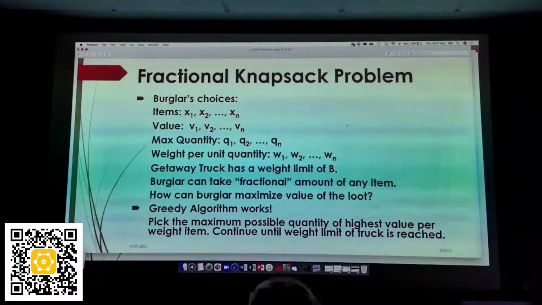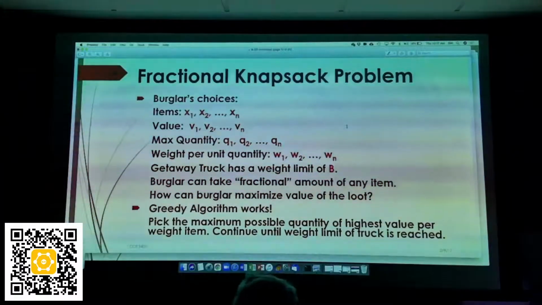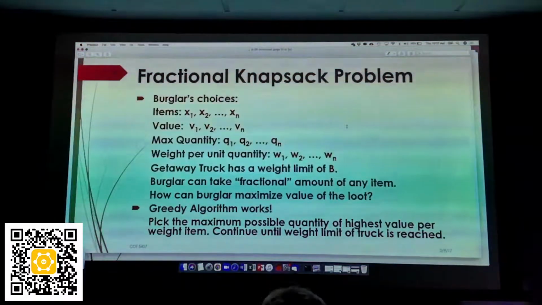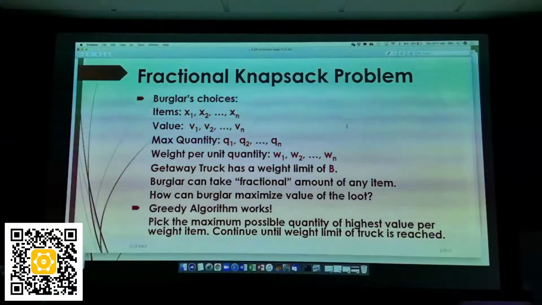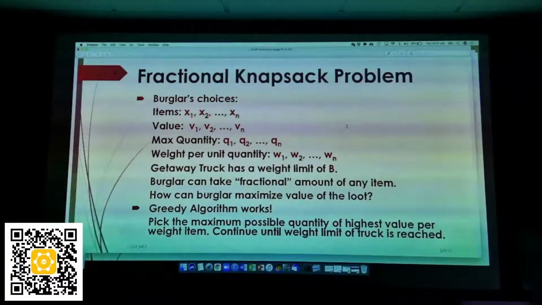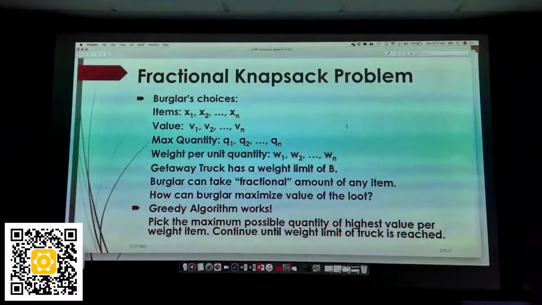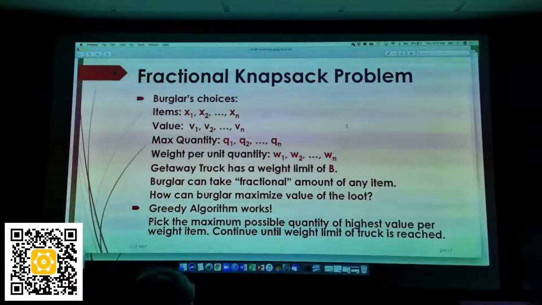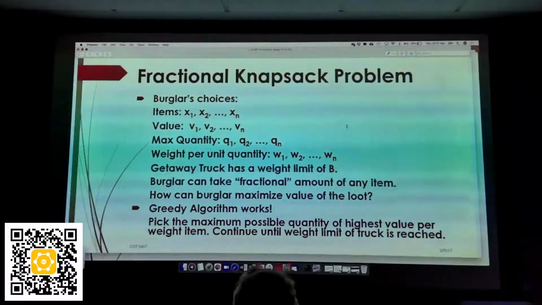So the burglar can take any quantity they want, and there's a weight associated with these things. Of course, the brick is much heavier, and the gold is even heavier. And then there are some other light things. Maybe you also store some cotton in one of these bags. So they all have different weights associated with them per quantity.